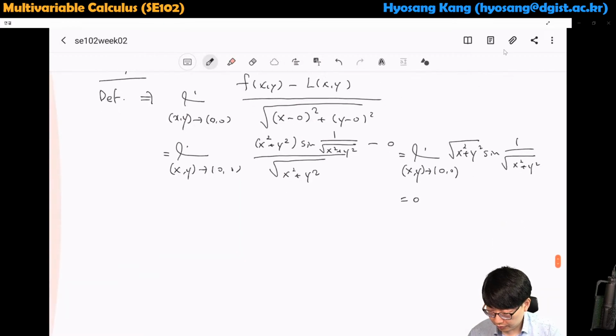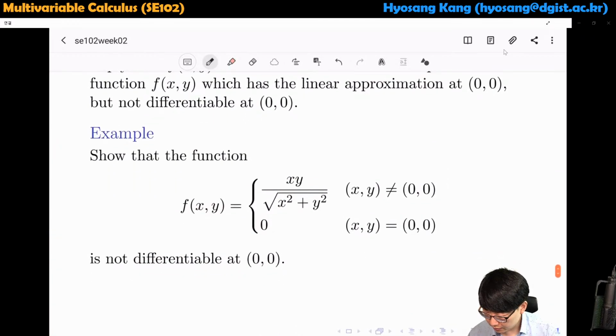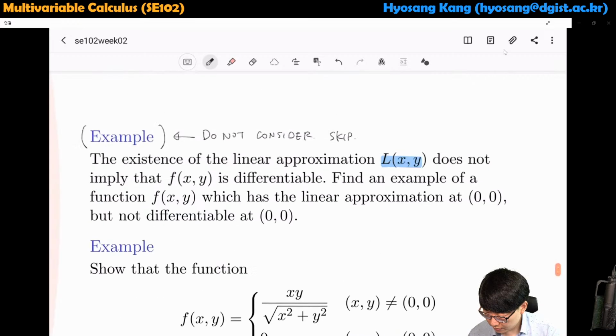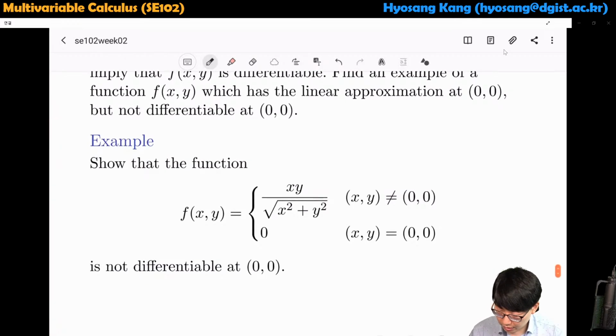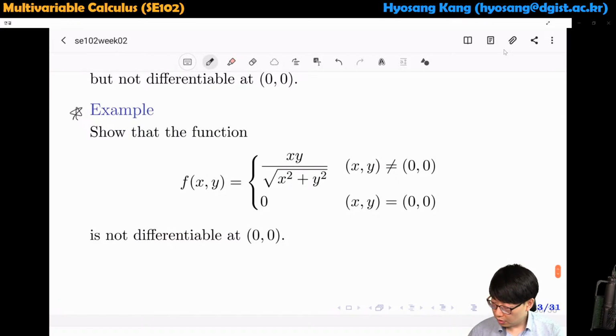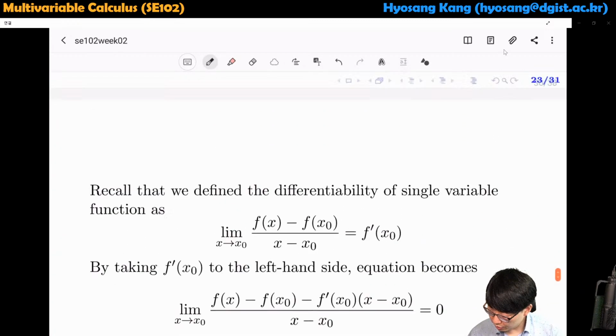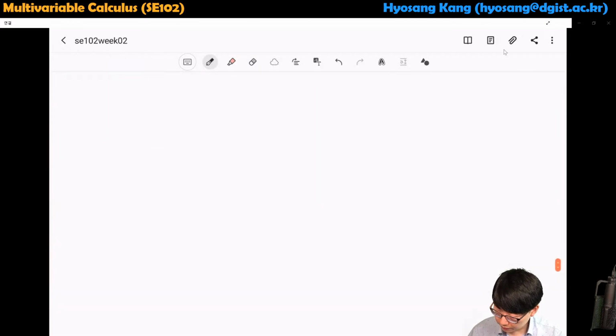All right, so I think it's better. Look at this example and this one. After we've done this, maybe we should finish our lecture here. So let's show that this function is not differentiable at (0,0). We first need to find the linear approximation and then try to show why it's not differentiable.